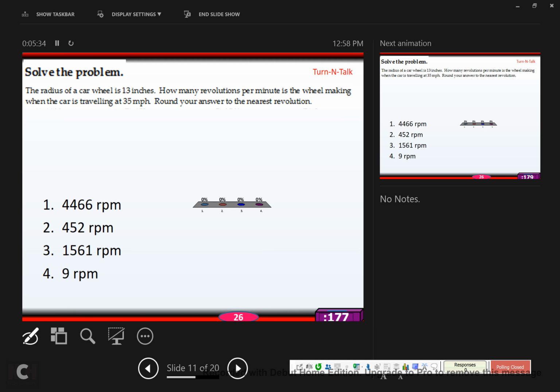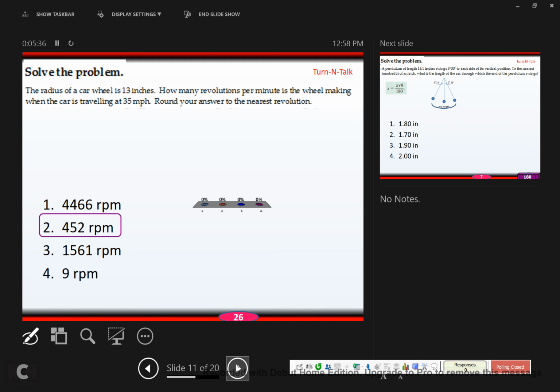And hopefully you got 452. It says the radius of a car wheel is 13 inches. So if the radius is 13, the diameter is 26, and 1 revolution, or a circumference, is pi times diameter. So it would be 26 pi, which is 81.68 inches. All right, it says, how many revolutions per minute is the wheel making when the car is traveling at 35 miles per hour?